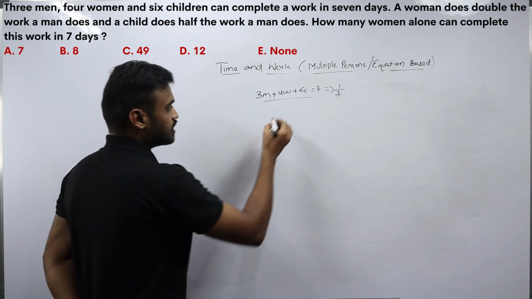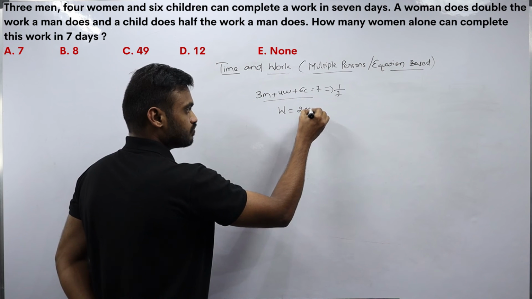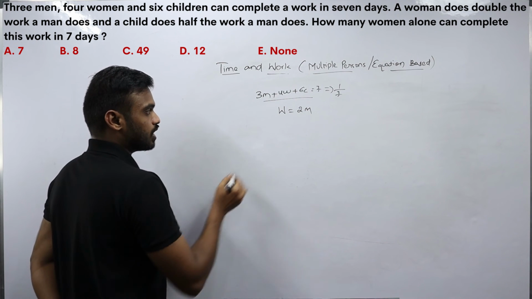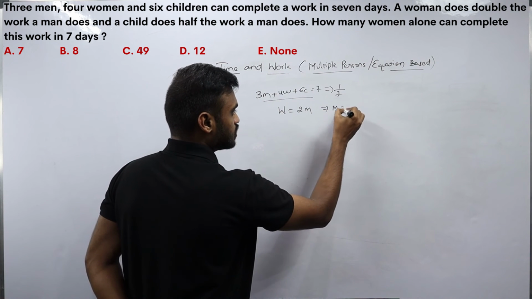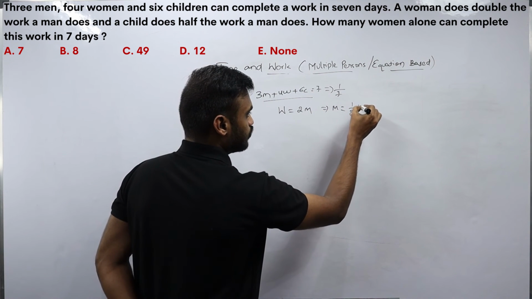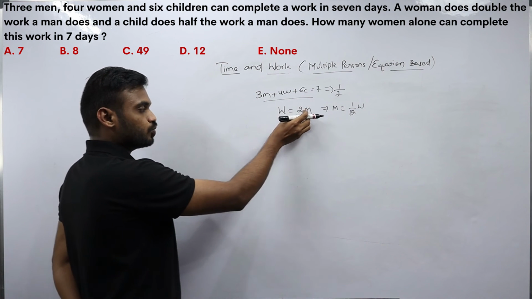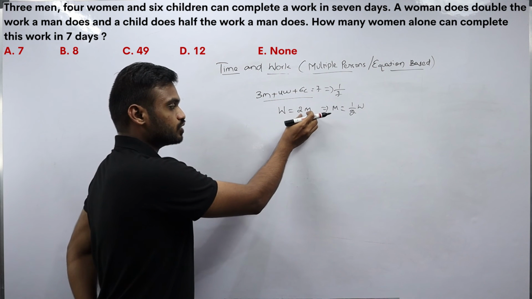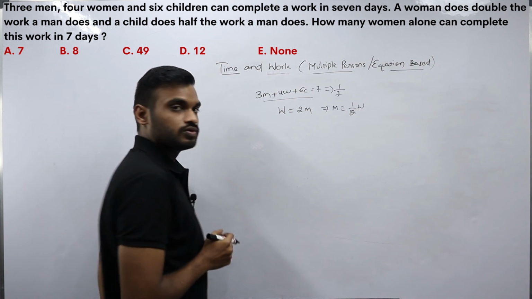And also they are saying that a woman does double the work of a man. So W equal to 2M, or woman equal to 2 men. This can also be written as 1 man equal to 1 by 2 women. Woman does 2 parts of the work of a man, so it can also be written as men equal to 1 by 2 of a woman.